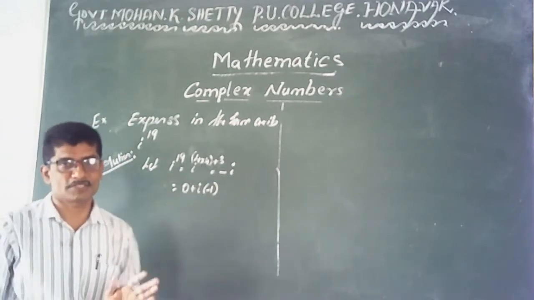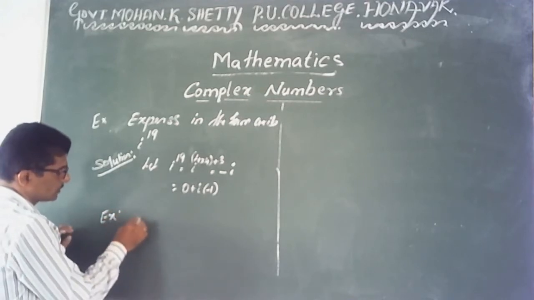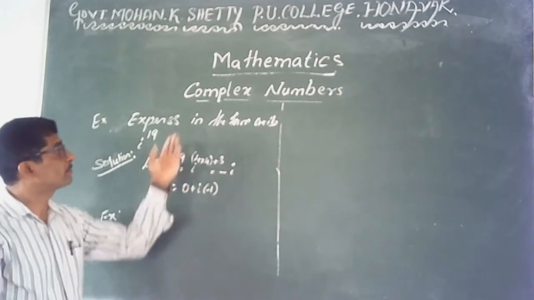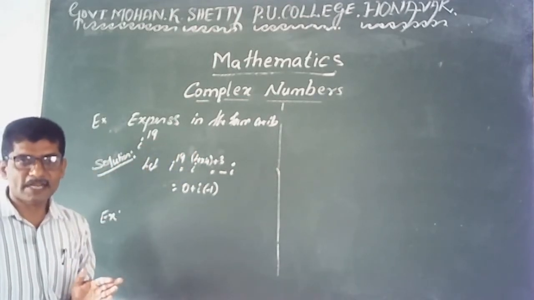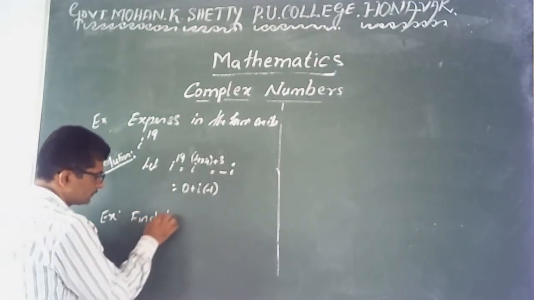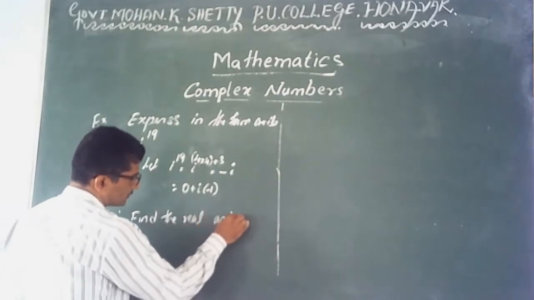One mark questions. Similarly, the same question may be asked: express in the form a plus ib, or simplify i to the power minus 19, or find the real and imaginary parts. Suppose it is asked, find the real and imaginary parts.